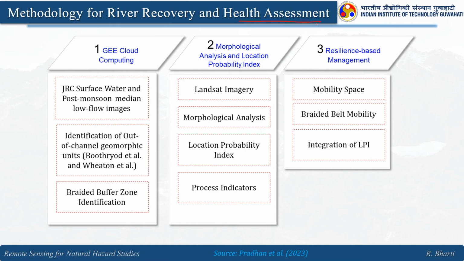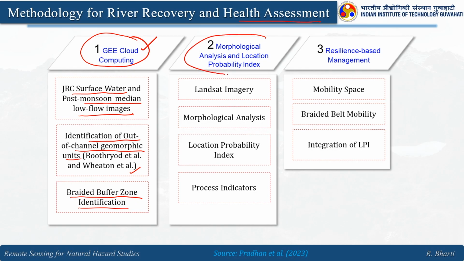So, we will continue our discussion on remote sensing for river health studies. When we formalized the river recovery and health assessment methodology, it was divided into 3 parts. In the first part, we used the GE cloud computing, where the JRC surface water and post monsoon median low flow images were used. Then identification of out of channel geomorphic units was calculated. Then the braided buffer zone was identified.